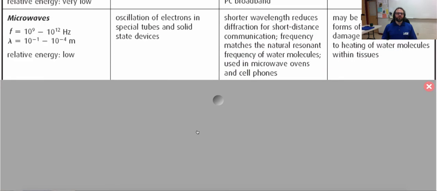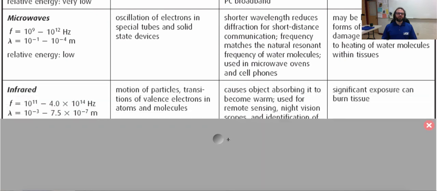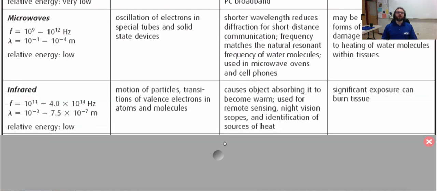Our next one we're going to look at is infrared. So infrared, still a lower level of energy. We're just getting a little bit higher frequency now and shorter wavelength. So what are these? This is the motion of particles, transitions of valence electrons, atoms, and molecules. So it's the movement now of particles because that's heat, and infrared detects heat. So it causes an object absorbing it to become warm.